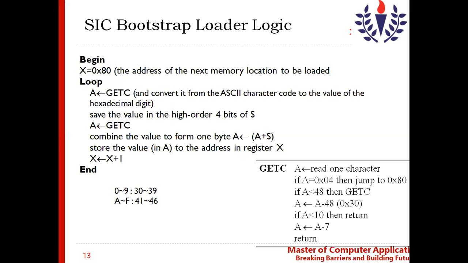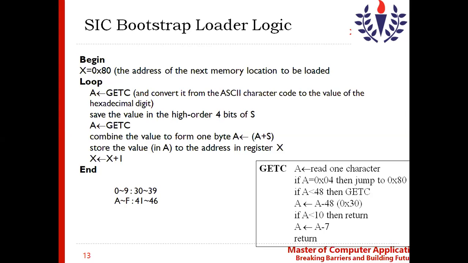So what does the getC subroutine do? As I already told you, it is used to read a character and it also does the conversion. How the conversion takes place with the algorithm, we'll see now. And I'll show you an example of how exactly the getC subroutine is converting. It is meant for the conversion also.